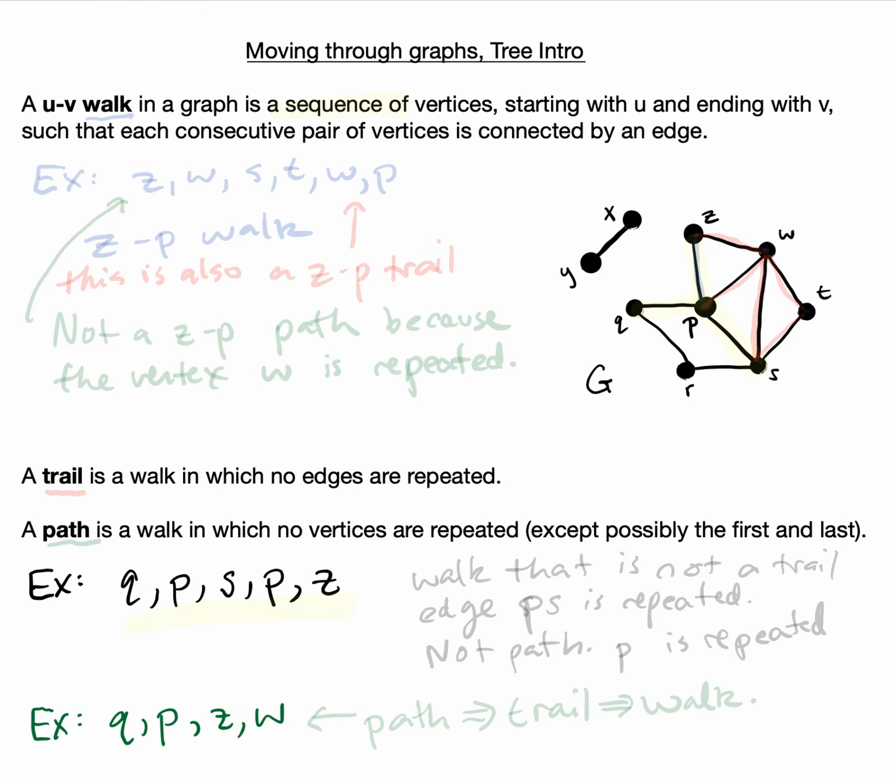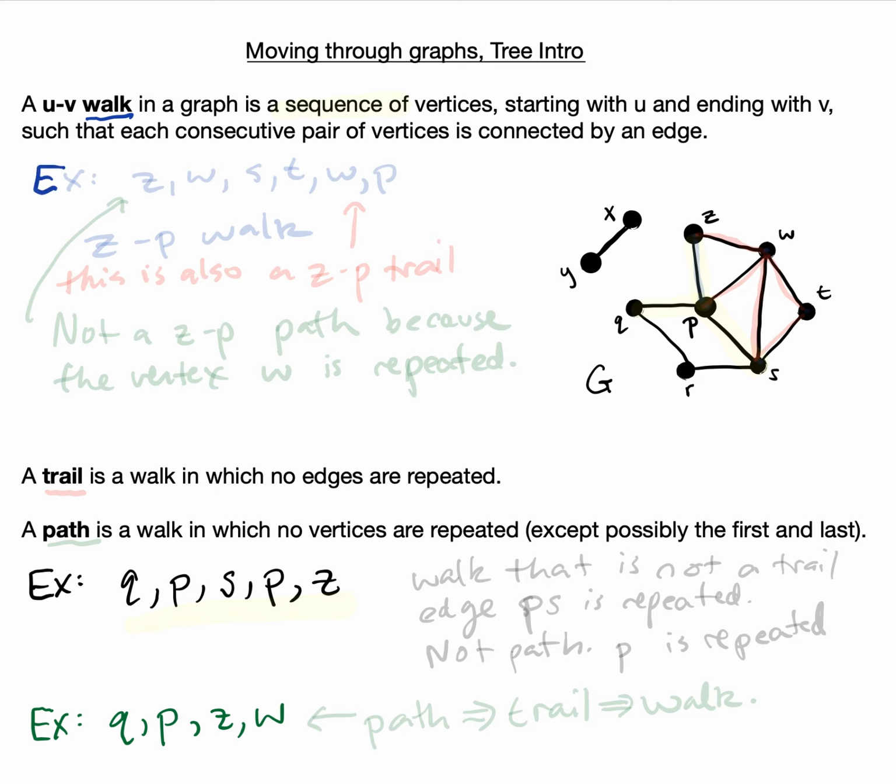This video will talk about moving through graphs and connected and disconnected graphs. The least restrictive way to move through a graph is called a walk. A UV walk in a graph is a sequence of vertices starting with U and ending with V such that each consecutive pair of vertices is connected by an edge.